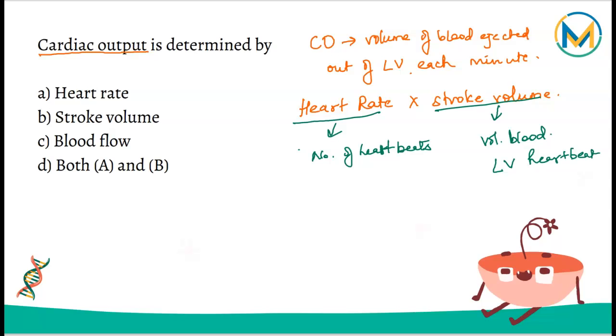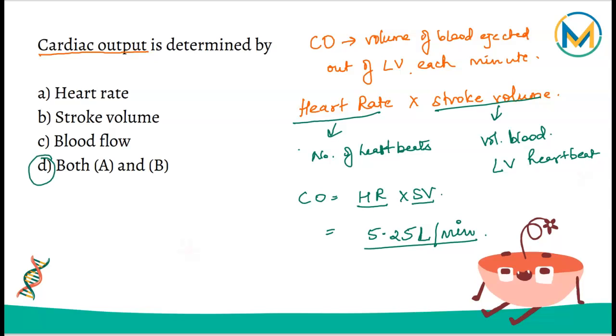Both together give you the cardiac output. So the actual formula would be something like this: CO is HR into SV. Cardiac output is heart rate times the stroke volume, and average cardiac output is 5.25 liters per minute. This much blood comes out of the left ventricle every minute, and our answer here is both A and B, both heart rate and stroke volume.